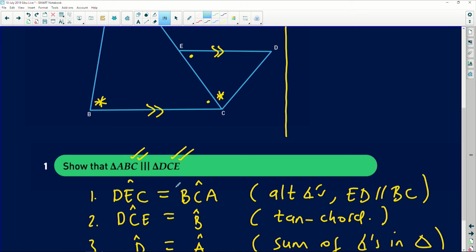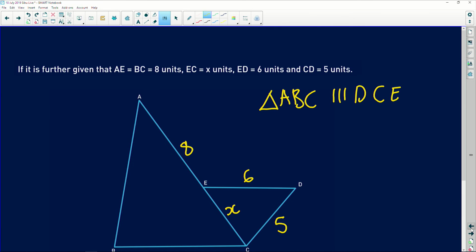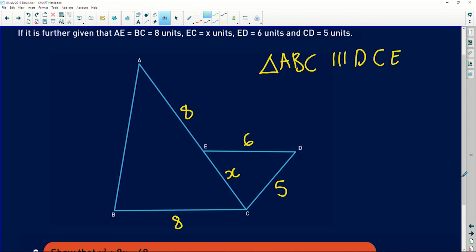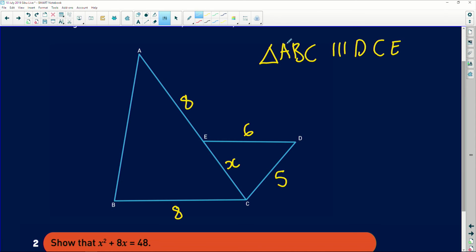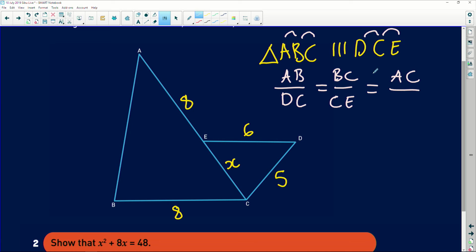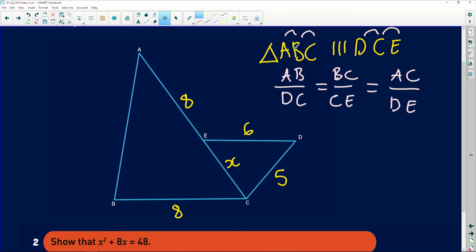So since ABC is similar to DCE, then we can use that to move on and try to find the relationships between the corresponding sides. So I'm simply going to build the ratios here and say to you, the line AB divided by the line DC is equal to the line BC divided by the line CE, and this is also equal to the line AC divided by the line DE. These are the sides of the triangle. So the side AB divided by the side DC will be equal to the side BC divided by the side CE, and so on and so on.